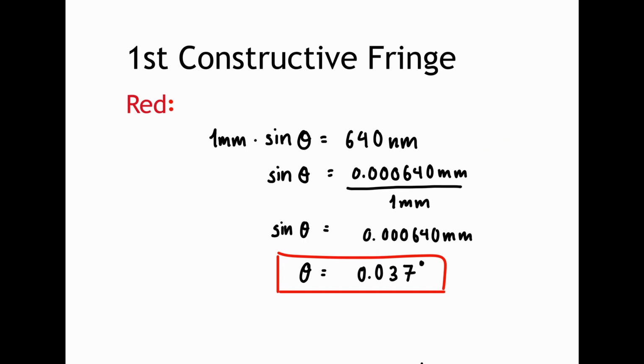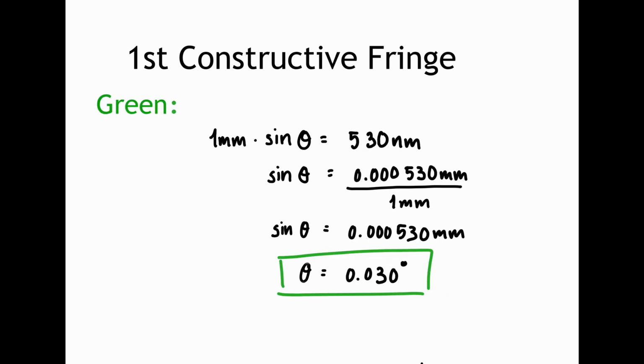Next, we convert 640 nanometers into 0.000640 millimeters and take the inverse of sine 0.000640, which is 0.037. So, theta has a value of 0.037 degrees.